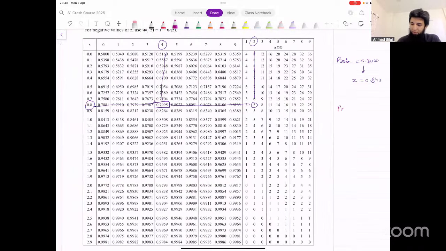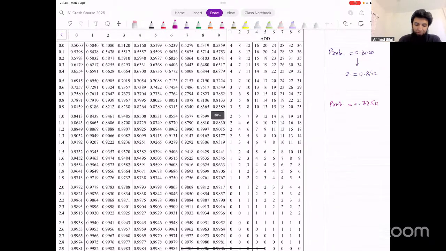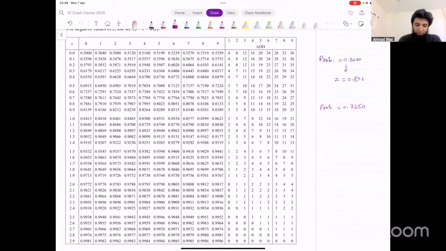If probability is 0.7250, right? Probabilities are correct to 4 decimal places. We can add another 0 with that. 7250, where is that? 7257. The smaller number is 7224. Okay, 7224, what does it correspond to? It corresponds to 0.59. What is the third decimal place going to be now?